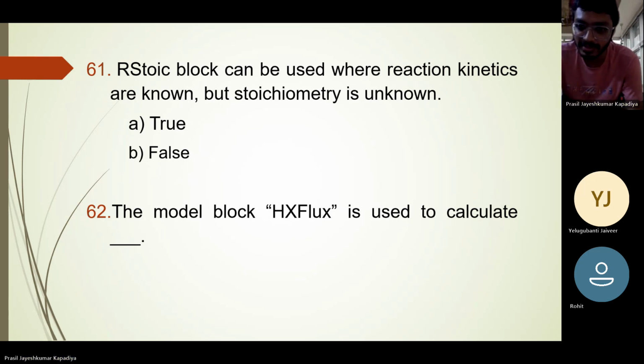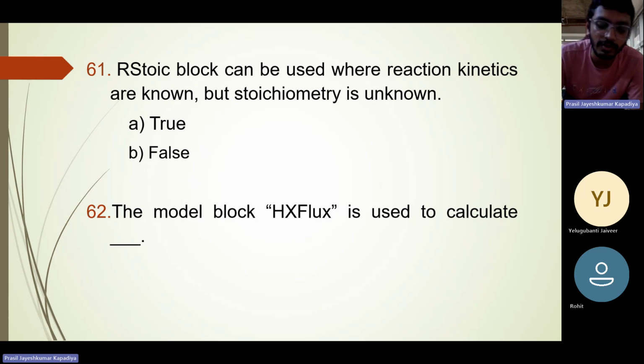Overall heat transfer coefficient. Heat flux. Yeah, similar. It should be heat flux. What should I write? Heat flux, heat transfer flux.